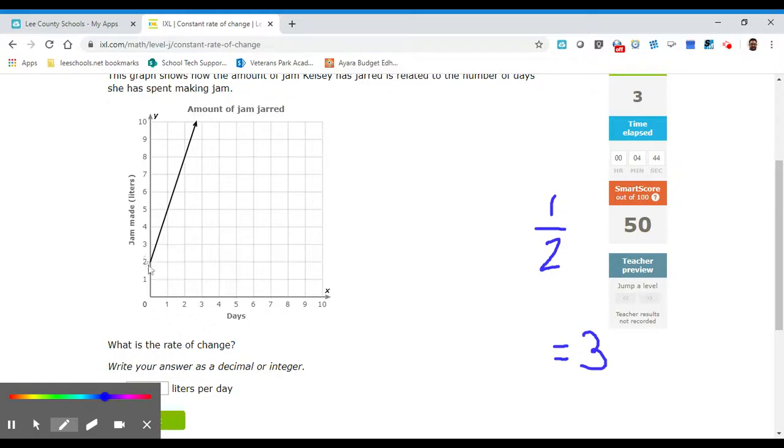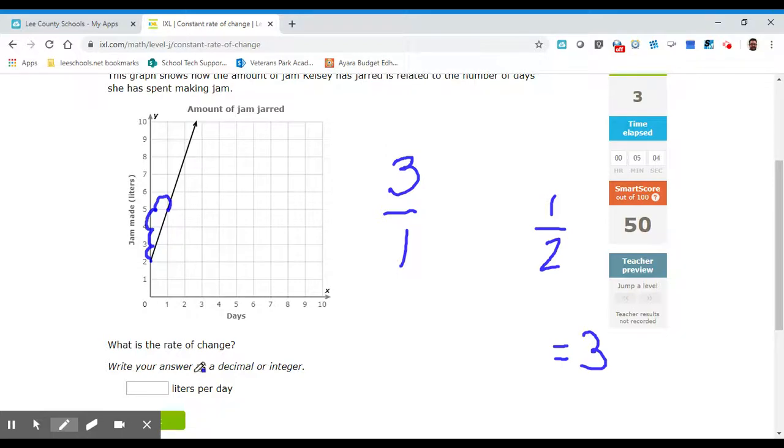So here's a point on the graph right there. Okay. And then the next point that intersects is right there. So what is our rise? It is 1, 2, 3. And how much are we running? We're running 1. 3 over 1 simplifies to 3 liters per day.